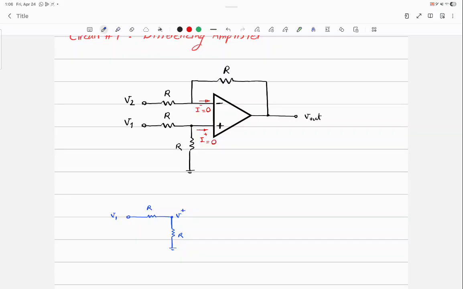Do you agree that this part of the circuit can be modeled by the blue circuit? Is there anything different? I ignored the branch that's going to the positive terminal of the op amp because there's no current passing through that, right? So do you agree with this blue one? Now, can you tell me what is V positive?